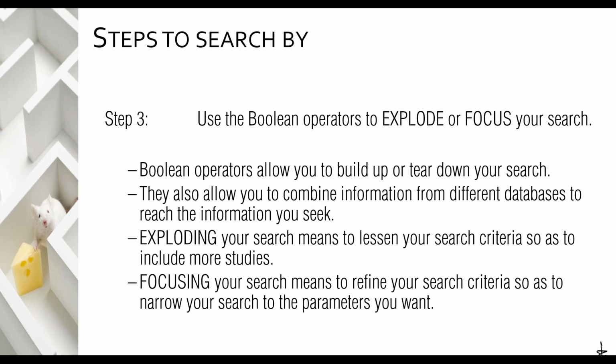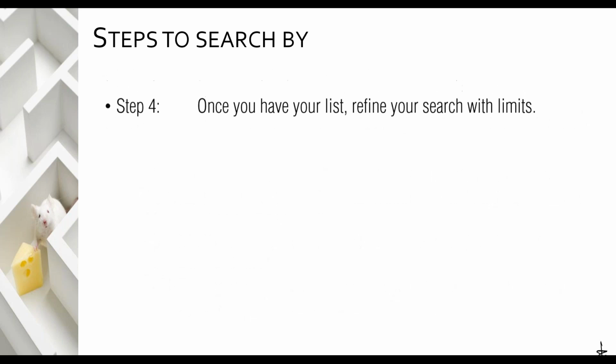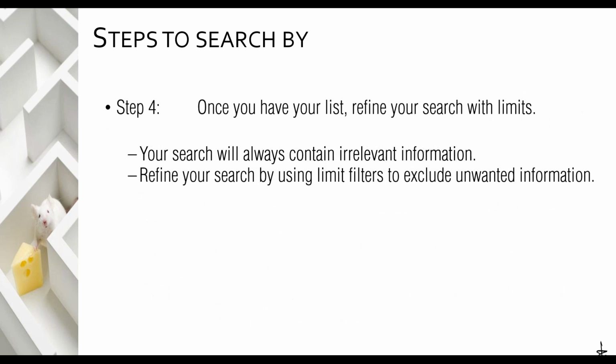After you do that, and after you identify the different searchable terms, now you can use something called the Boolean operators to either expand or explode your search, or narrow or focus your search. The Boolean operators allow you to build up or tear your search down. They allow you to combine information from different databases, and to expand or narrow your search depending on what you want to do. We're going to see this step by step in the following slides, so don't worry about it.